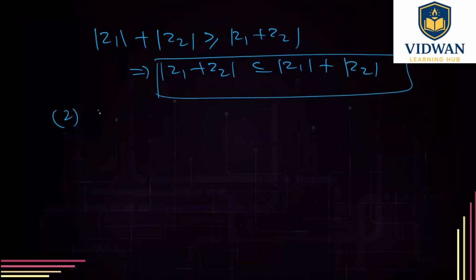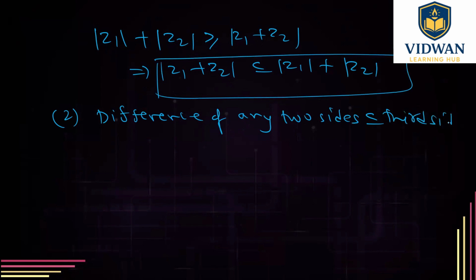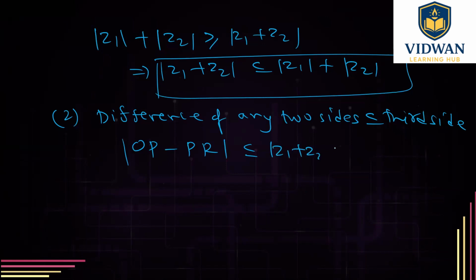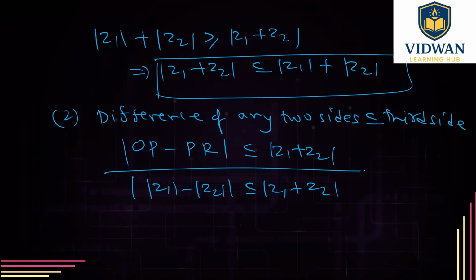And the second triangle inequality is: difference of any two sides is less than or equal to the third side. We don't know which side is greater while subtracting. So when you write OP and PR, we don't know which is greater. So we'll put a mod when you subtract, and it is less than or equal to the third side. The third side is OR, which is mod of Z1 plus Z2. So this is nothing but mod of (mod Z1 minus mod Z2) less than or equal to mod of Z1 plus Z2. This is the second inequality.